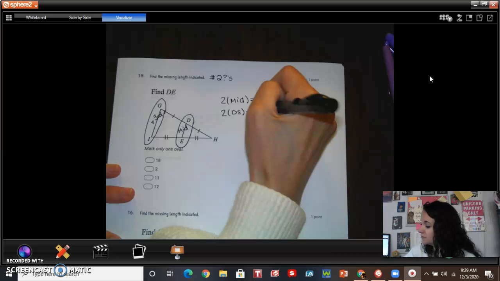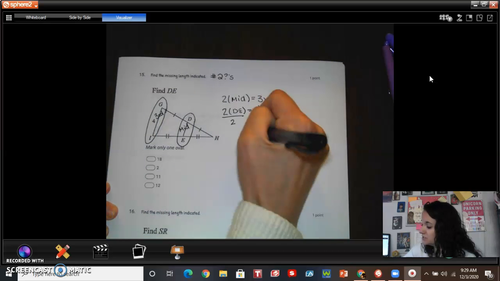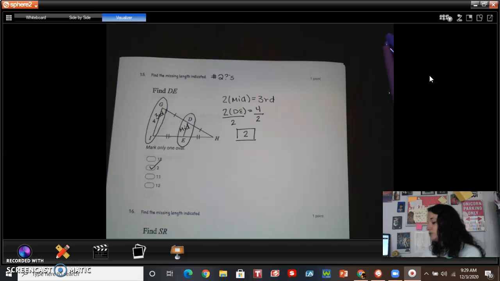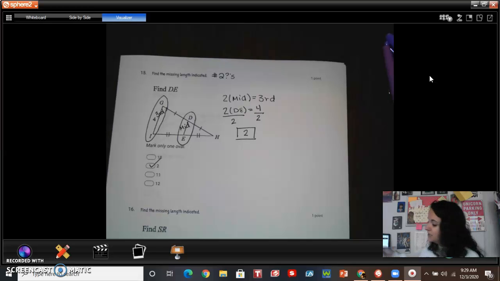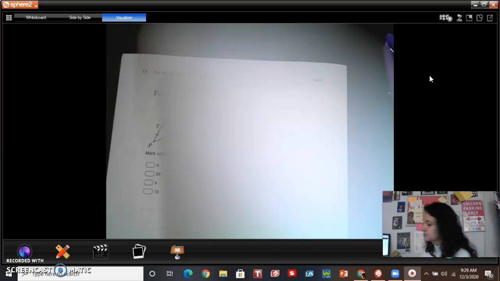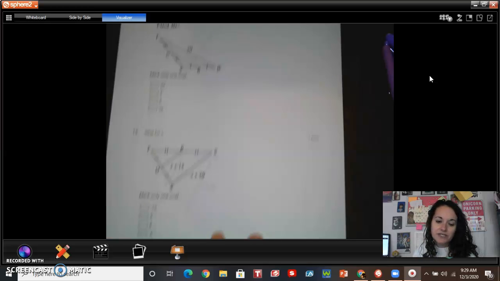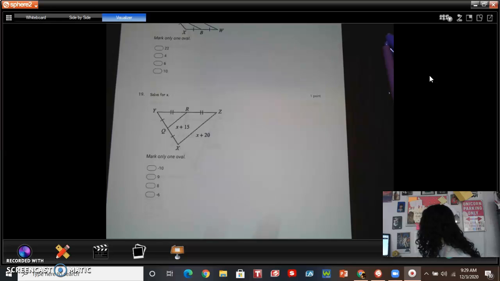All right, next we have this one right here. You have 1, 2, surprise, 2 questions like this on your exam. This is also using the mid-segment formula. So we have 2 times the mid equals the third side.